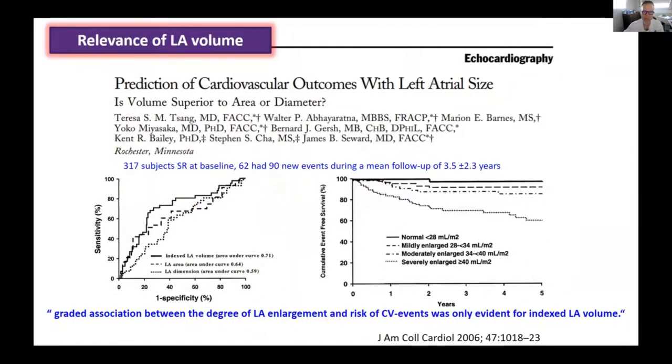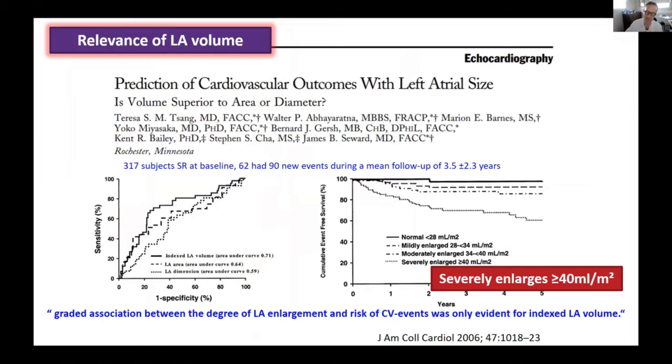This is a paper that was published a long time ago at the Mayo Clinic, and it shows that, of course, the normal value of LA size is lower than 34 milliliter per meter square, but the risk is even higher when you are over 40 milliliter per meter square. And I think it's very important to have in mind this cutoff of 40 milliliter per meter square, because it's much more associated with the risk of events than 34 milliliter per meter square.